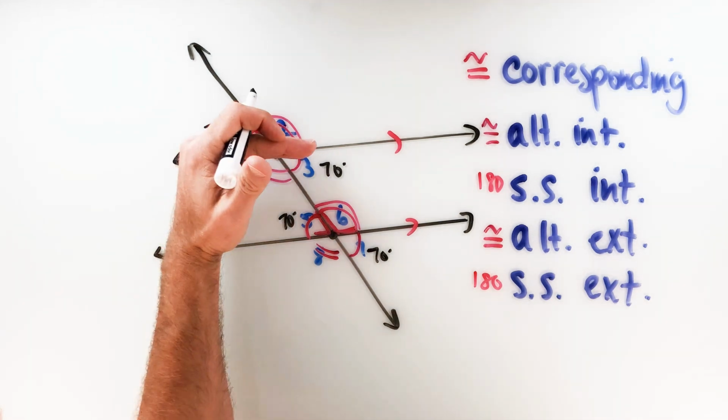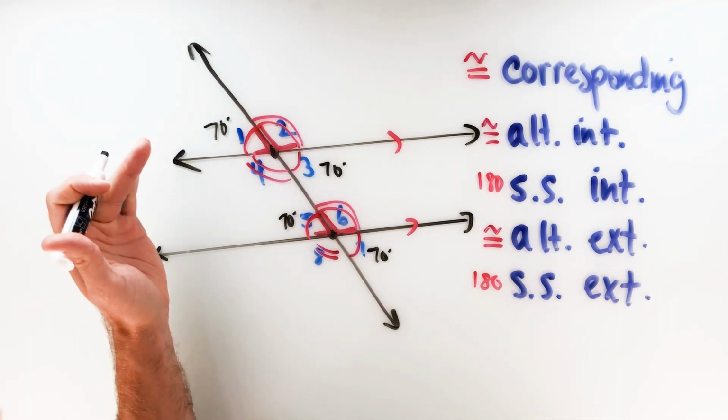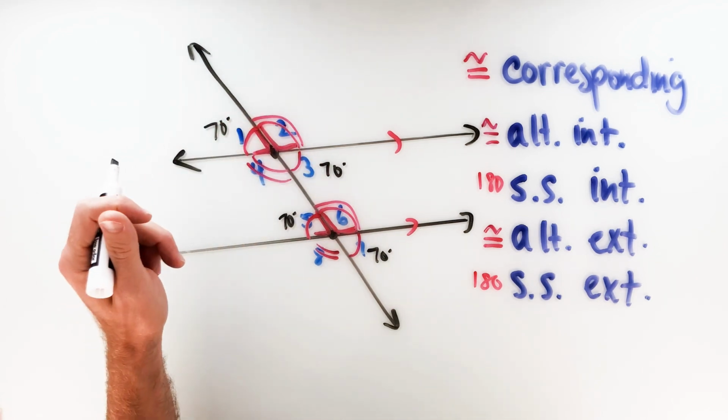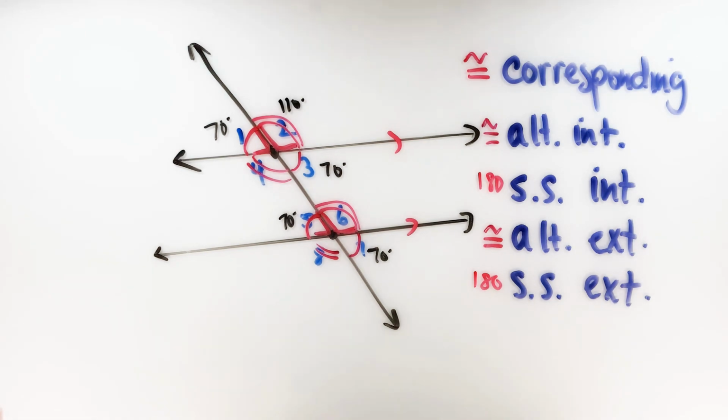And I can go back up to the top, angles 1 and 2. Those are two angles next to each other on a straight line. That's a linear pair. Those are going to be 180 degrees. So if 1 is 70, 2 has to be 110.